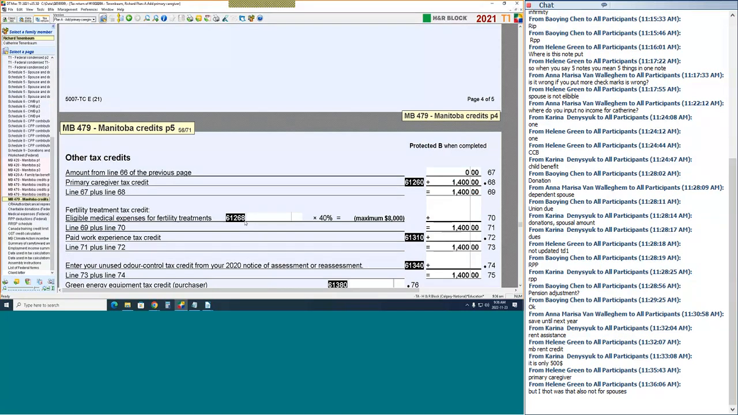Helene, it can be for spouses. And that one I had to look up too, because it's not necessarily obvious, but it is for anyone that you are caring for. So if you're not sure if it qualifies or doesn't qualify, go look it up. But in this case, he could apply for primary caregiver.